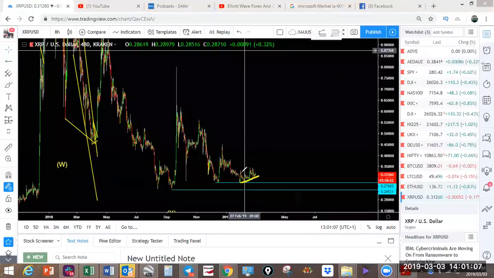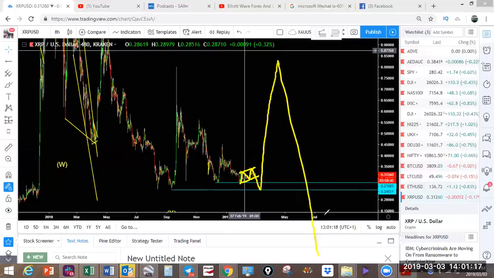So now we've got this corrective structure on Ripple. It's a 1, 2, 3 wave move up. So this one could come eventually to this level. Then we're going to expect this move to our upside and then down before we go. So let me show you why I wanted to come to this level to make this structure here.